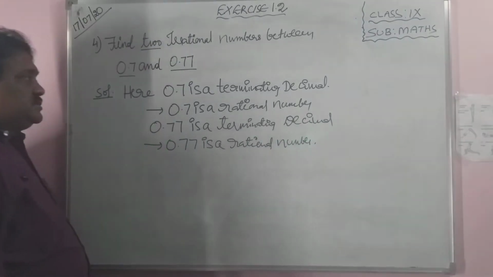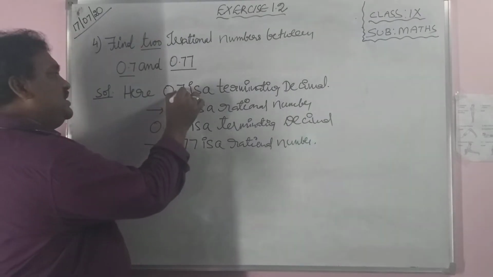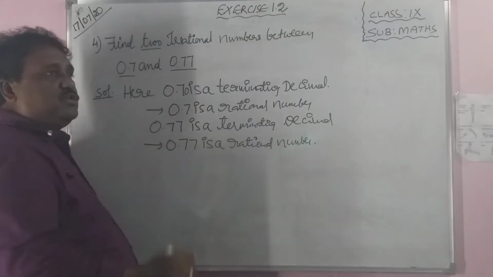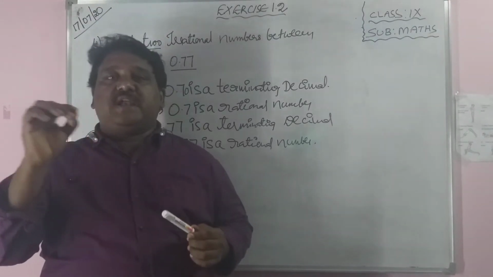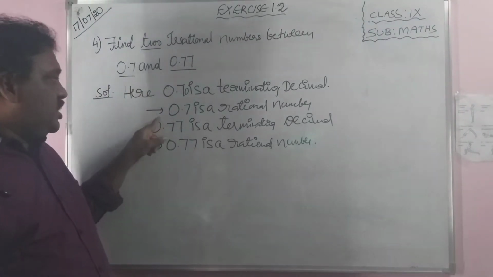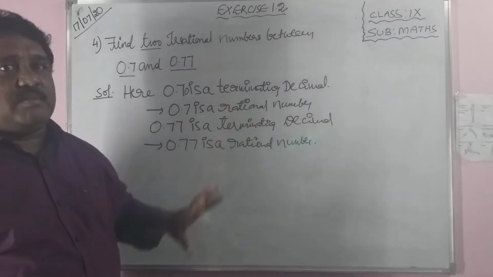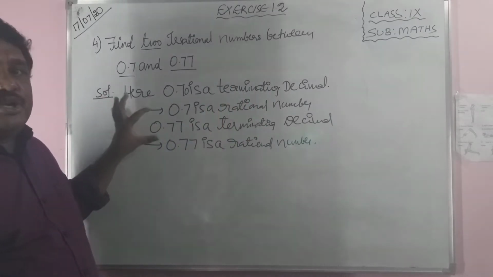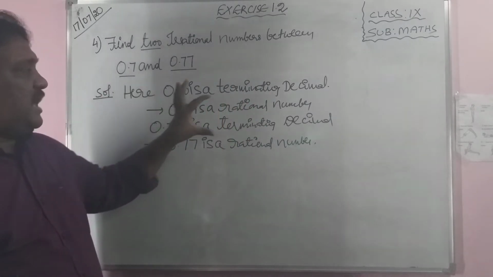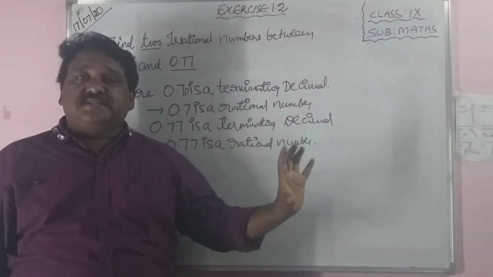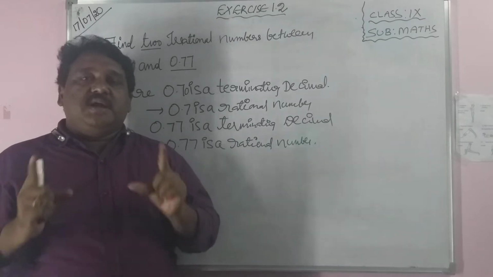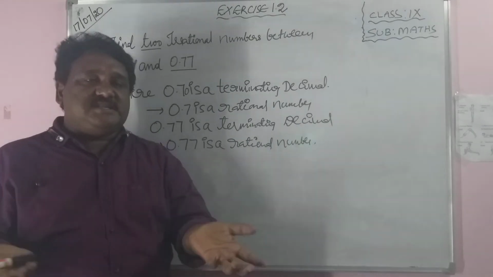So the first one, 0.7, means 0.70. We can write the 0, no problem. 0.70 is a terminating decimal, which means 0.7 is a rational number. Second one, 0.77 is a terminating decimal, which means 0.77 is a rational number. So remember, terminating decimal means rational number.